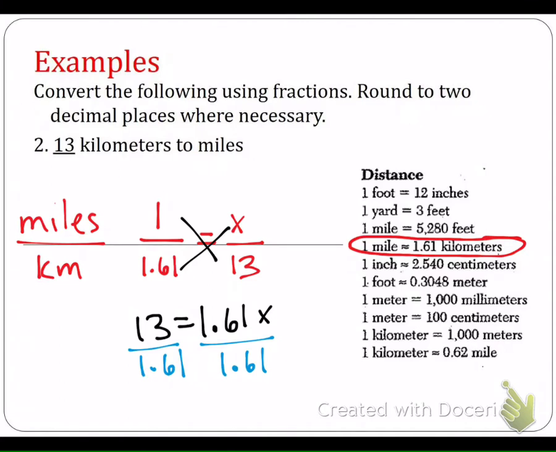You got 12? It's 8.07 with a 4 after it. So the 4 makes the 7 stay the same. So 8.07. And what are we talking about? The variable was on the top. I always had miles on the top. So this is miles. Questions?